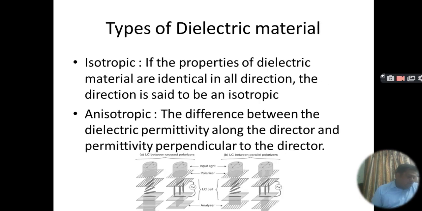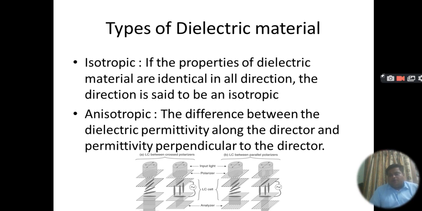Now, how many types of dielectric medium are there? A molecule is a collection of atomic nuclei surrounded by a cloud of electrons. That is the structure of an atom: protons and neutrons in the center, and electrons revolving around the nucleus. Depending on whether the center of positive charge and the center of negative charge of the molecule coincide or not, there are two types: polar dielectric and non-polar dielectric.